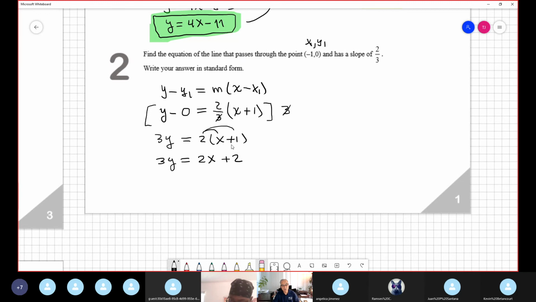If you want the standard form, you move 2x to the left: minus 2x plus 3y equals 2. Leave it like that? No. Remember, A must be positive. So you multiply the entire equation now by negative 1, or divide by negative 1. It's the same, multiply or divide, that doesn't matter in this case. So 2x minus 3y equals minus 2. And this is the answer in standard form.